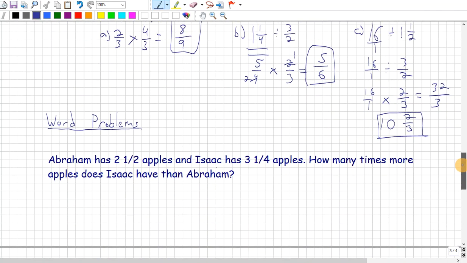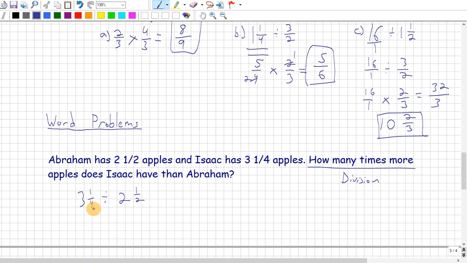Finally, let's look at 2 word problems. Fairly simple ones. So the first one is, Abraham has 2.5 apples, and Isaac has 3.25 apples. How many times more apples does Isaac have than Abraham? Of course, Isaac has more apples because he has 3.25. So this is how many times more is division. So I take 3.25 and I'm going to divide by 2.5. Both mixed numbers, both have to be changed to improper fractions first before I do anything.